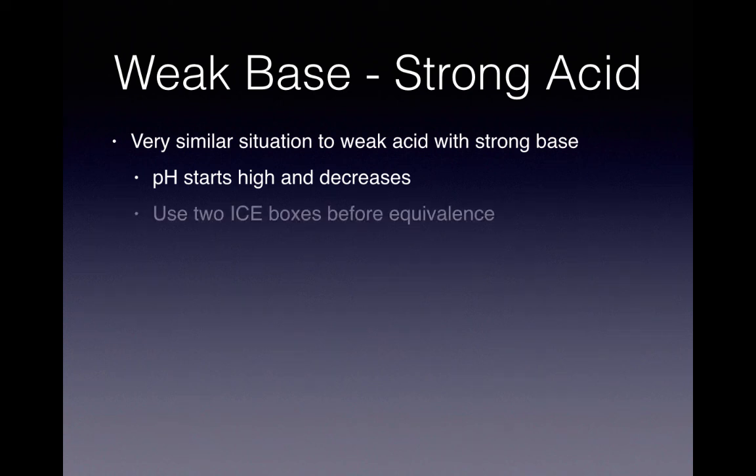And just like we did with weak acid and strong base, for a weak base and strong acid we use 2 ice boxes before the equivalence. First we take a look at that 100% reaction of the strong acid reacting with the weak base, figure out how much weak base we have left, how much of its conjugate we've made, and before the equivalence we can use Henderson-Hasselbalch to find the new pH.